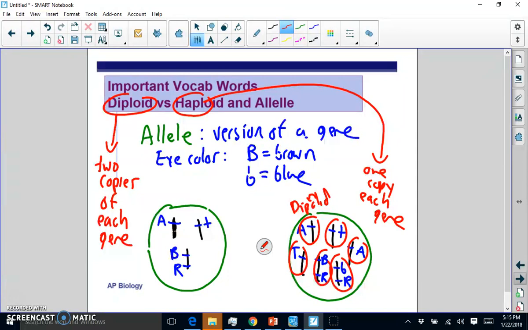This cell here is haploid. The reason why it's haploid is it only contains 1 copy of each gene. It only has 1 copy of the A gene, 1 copy of the T gene, 1 copy of the B gene, and 1 copy of the R gene. Cells produced by meiosis are haploid. Diploid cells, which have 2 copies of each gene, are produced by mitosis.